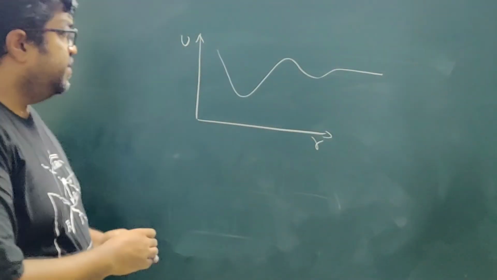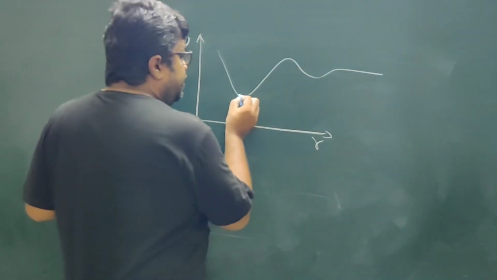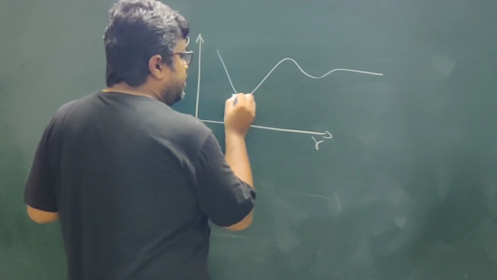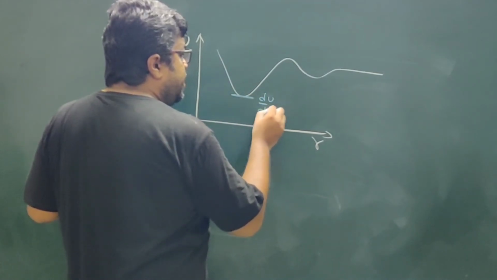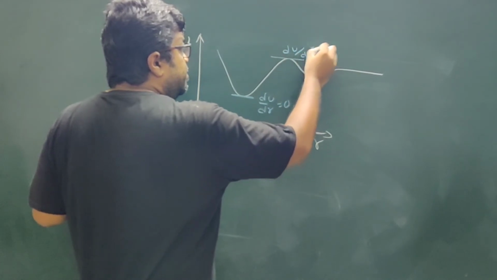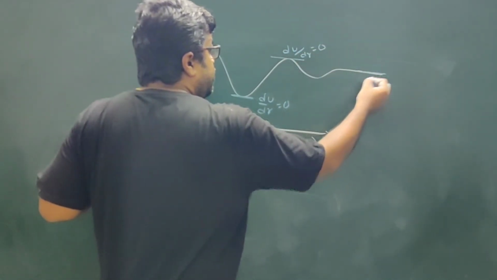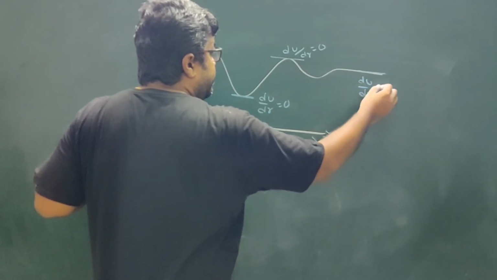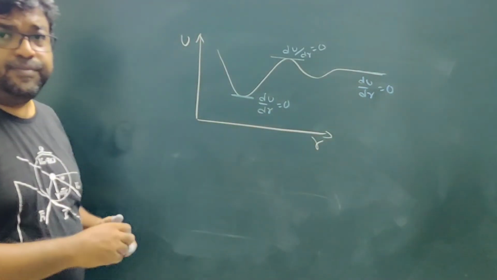This is the graph. As you can see for this part, if you calculate the slope, du by dr will be equal to 0. For this part also du by dr equals 0. For this part also du by dr is equal to 0. Correct?